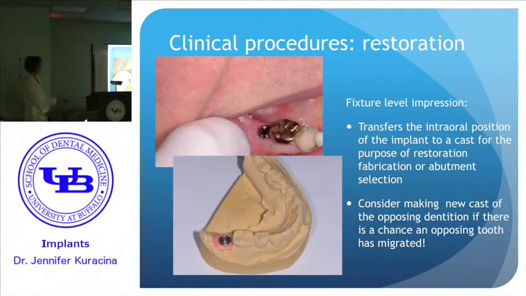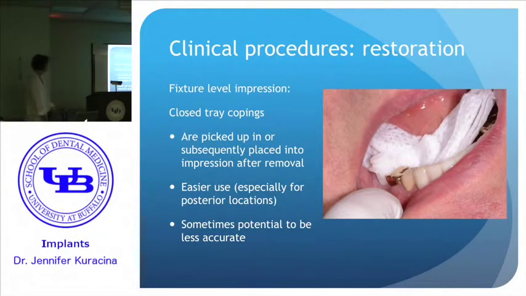Dr. Brewer brought up a point to me the other day, noting that there are times when the opposing tooth may have shifted or super erupted, and you may want to consider routinely making a new cast of the opposing dentition when you're about to start the restoration, or at least take a look at it and see if anything seems to have shifted, because that can cause some problems. Most of the time working posteriorly, we're going to be doing closed tray impressions.